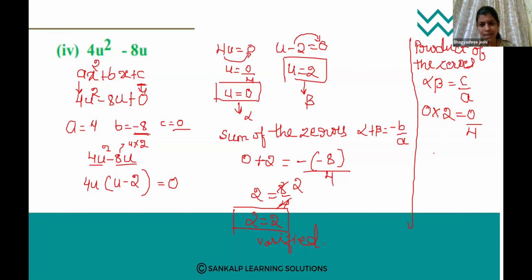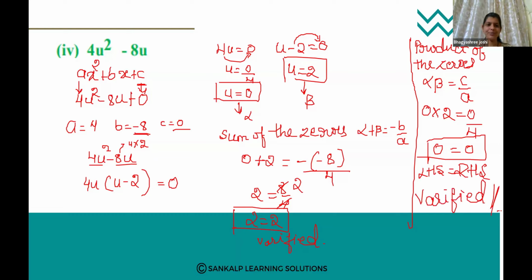0 into 2, that is 0 only. 0 divided by anything, that is also 0. So here also 0 equal to 0. That means LHS part is equal to RHS part. So I can say that relationship holds or it is verified. Understood? Understood? Easy?